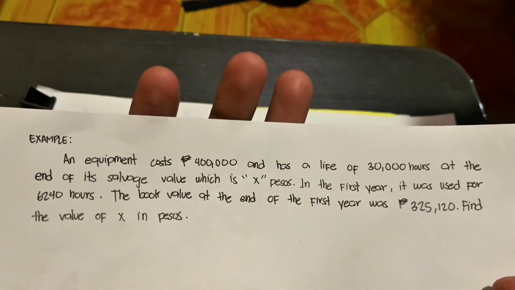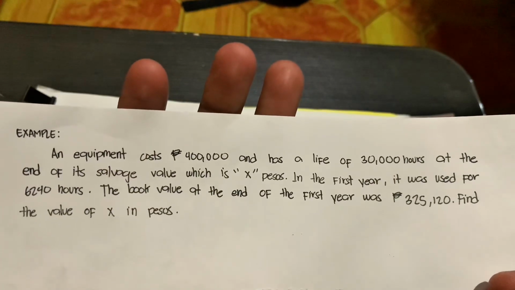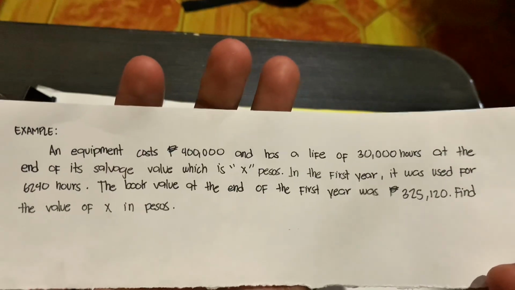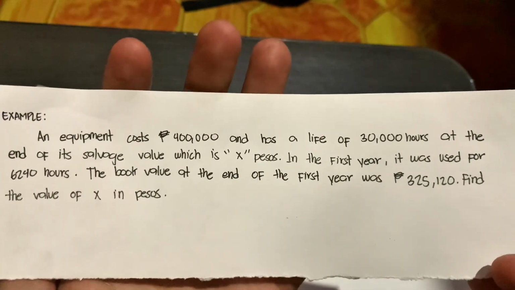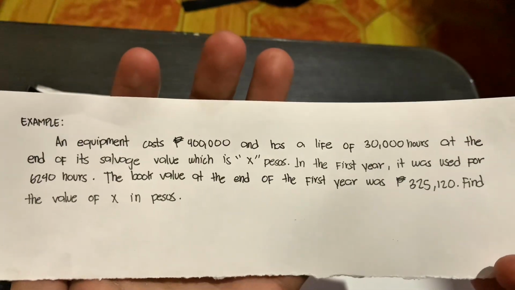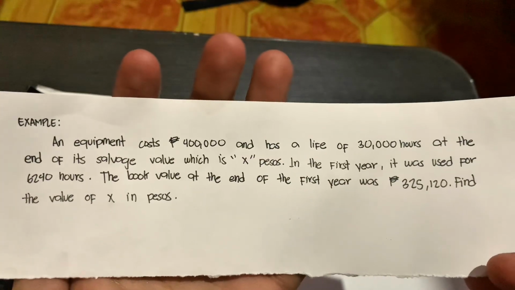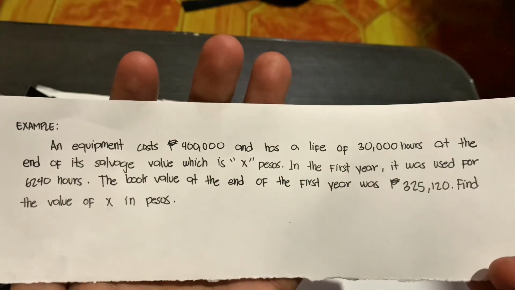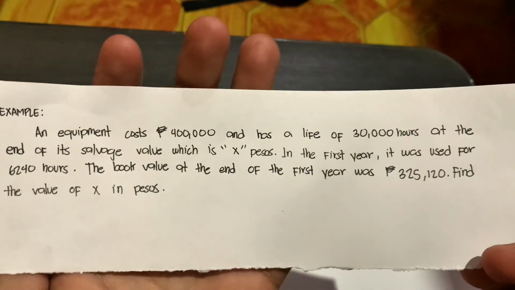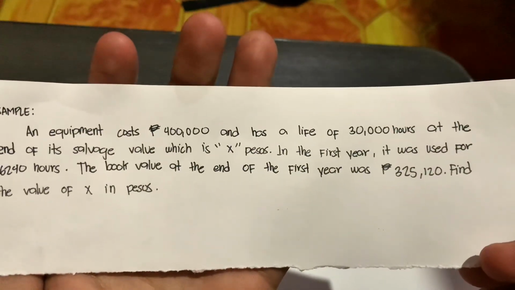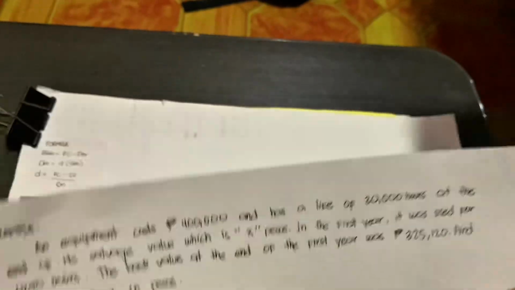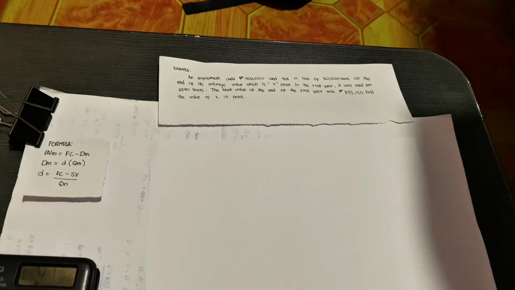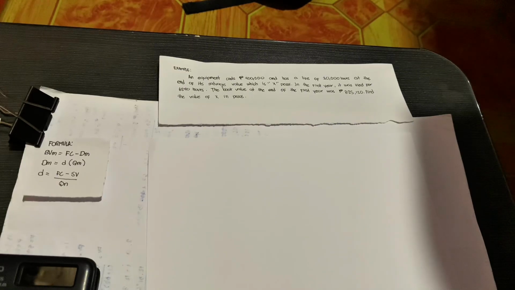An equipment costs 400,000 pesos and has a life of 30,000 hours at the end of which its salvage value, which we denote as X pesos. In the first year, it was used for 6,240 hours, and the book value at the end of the first year was 325,120 pesos. Find the value of X in pesos. So first is to identify the given.